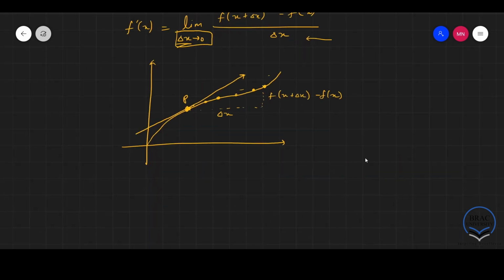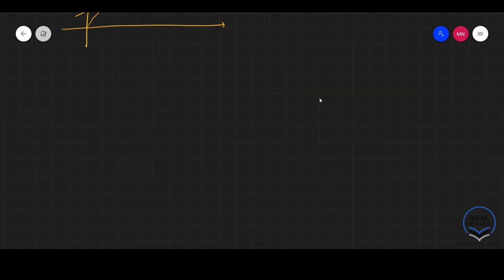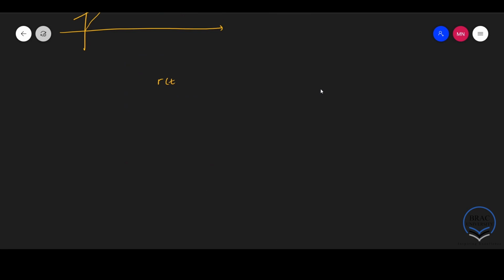So applying this for a vector function r of t, let's say I'm now referring to the displacement or position vector of a particle, right? And t here is representing time, right? Then r prime of t is equal to the limit as delta t approaches 0 of r of t plus delta t minus r of t divided by delta t, right?